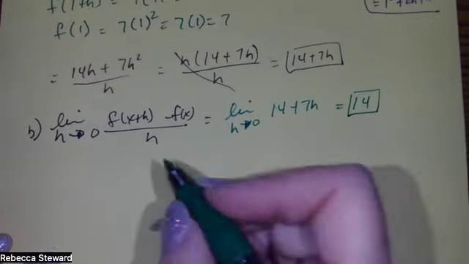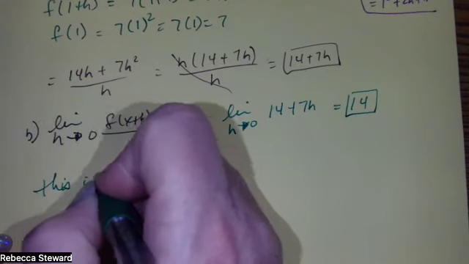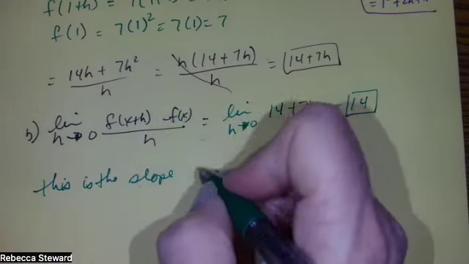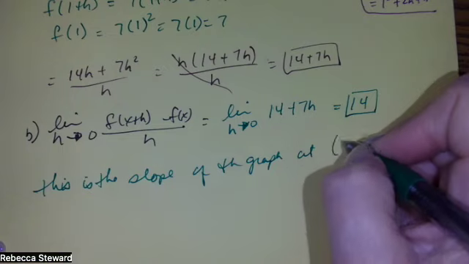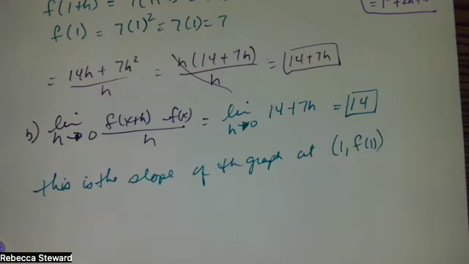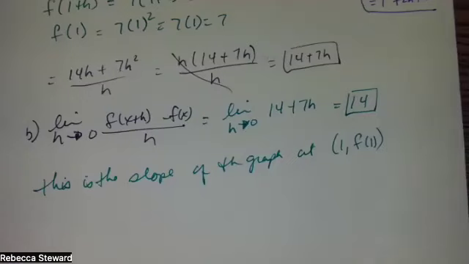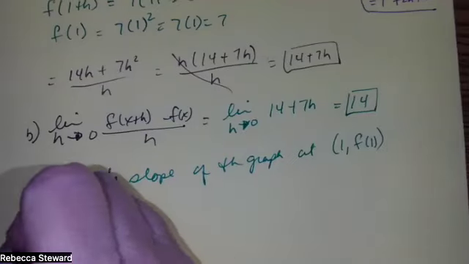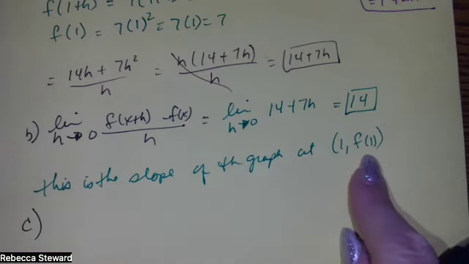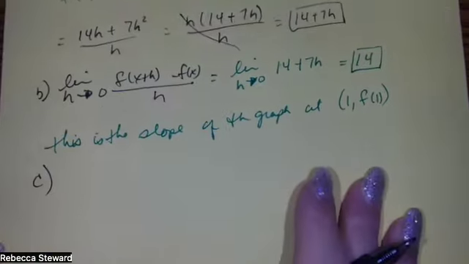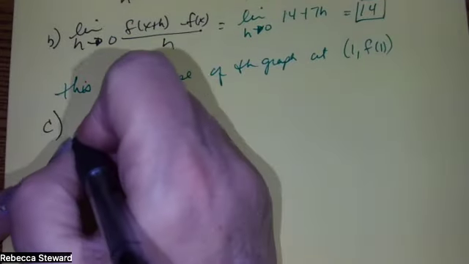And just so you understand, this is the slope of the graph at the point they are asking for, 1, f at 1. So 14 is our slope. The last part is looking at, because that's our rate of change, that's our slope, actually this is the instantaneous rate of change, just to be specific, the equation of the tangent line at this point again. So the equation of a line, this is something you would have learned in algebra.